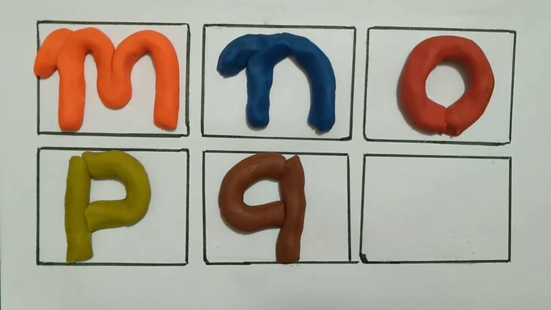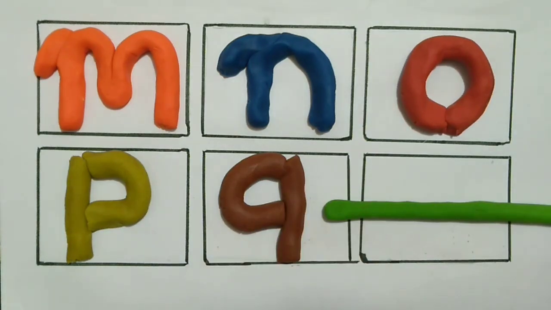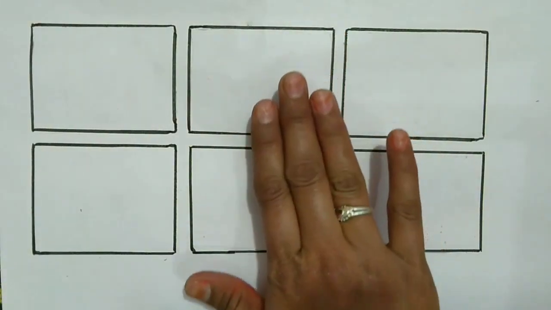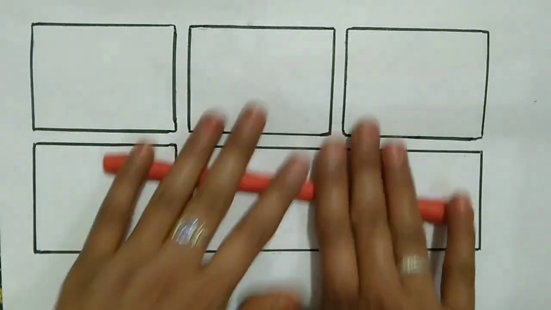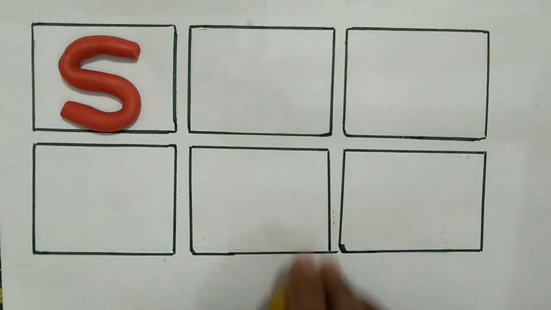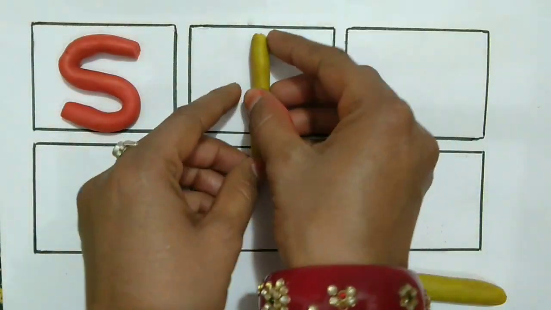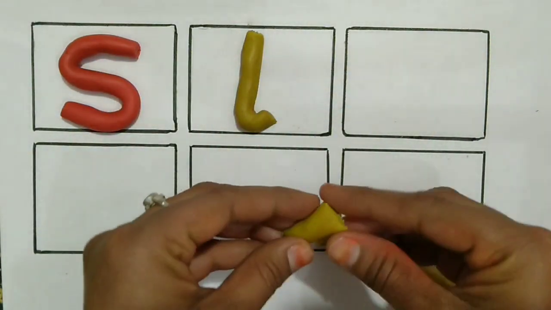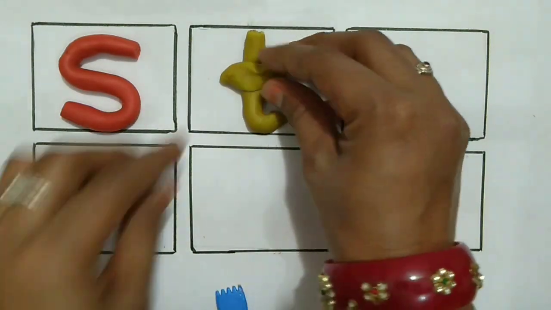Q for queen, Q for quail. R for rabbit, R for rose. S for swan, S for sun. T for telephone, T for tiger.